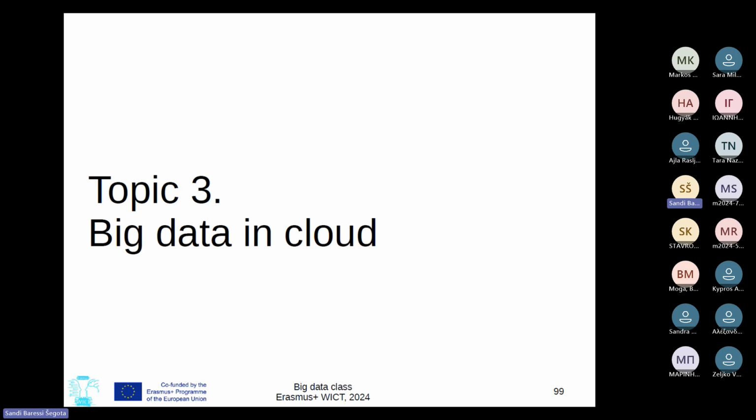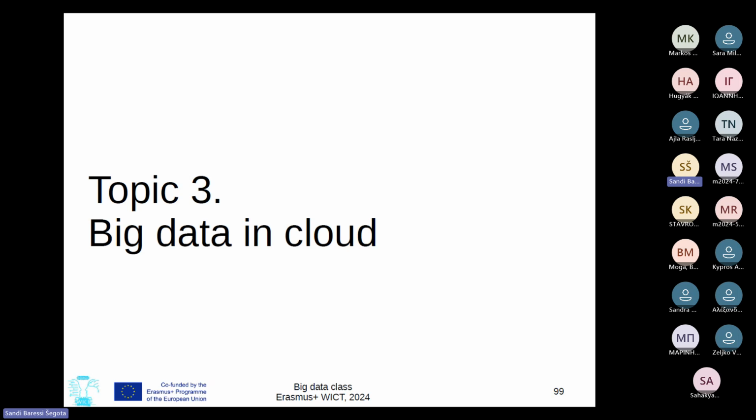Today we are going to cover two topics related to big data. First is how big data is implemented in cloud, certain things that you need to pay attention to when it comes to implementing big data in cloud, and then we're going to discuss the performance of big data systems. So two shorter topics than the previous ones that we discussed. So let's start with that.